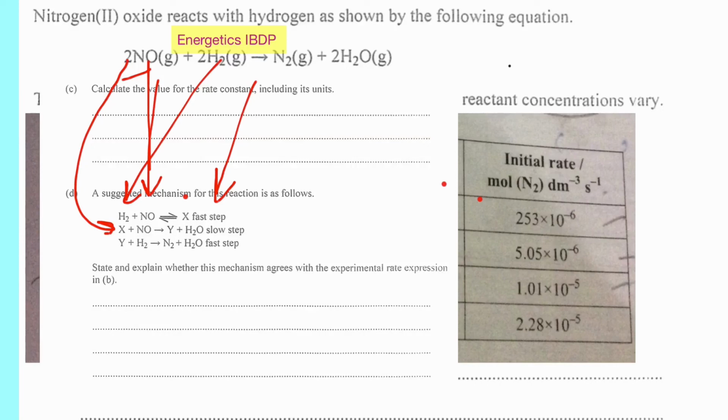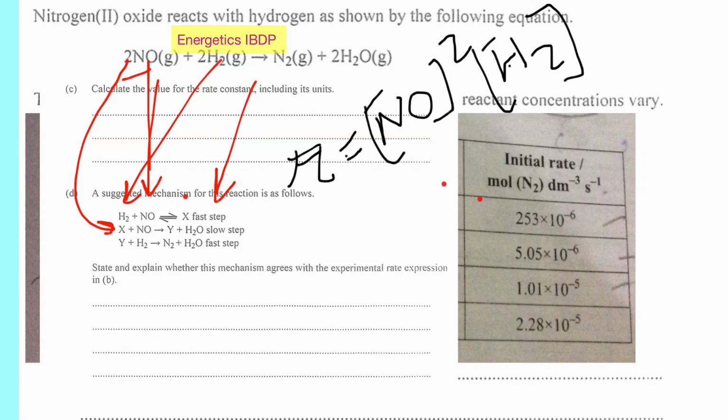You can say that the mechanism agrees with the experimental rate expression. The experimental rate expression we got now, it is agreeing because of NO in the experimental rate. So you can see here, I have written the rate expression. So this is agreeing with this, and then H2. So here H2 is there, and the intermediate is formed. So that's why it is agreeing with our rate expression.